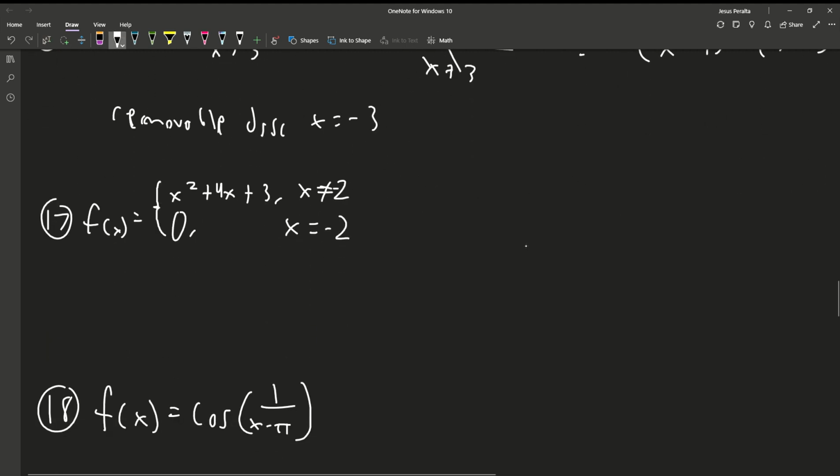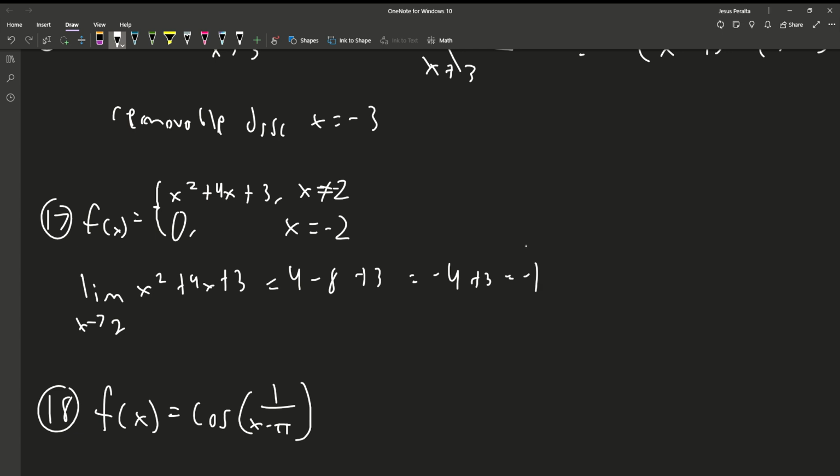And then for this one, you would just do the limit as x approaches -2 of x squared plus 4x plus 3. Just plug in -2. Sorry, it's a -2, we're supposed to be plugging in a -2. So then you would get 4 minus 8 plus 3. It's the same thing as -4 plus 3, which is equal to -1, but it's not the same thing as 0. So then that would be a removable discontinuity at x is equal to -2.